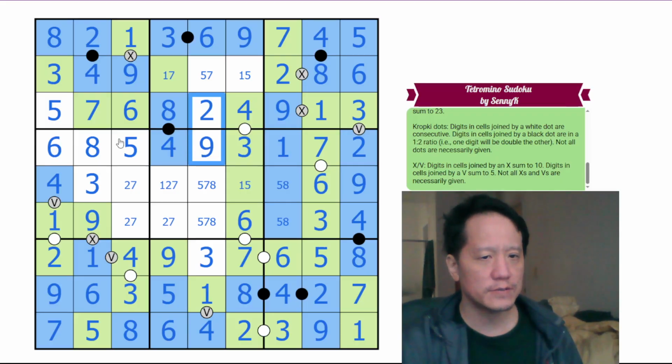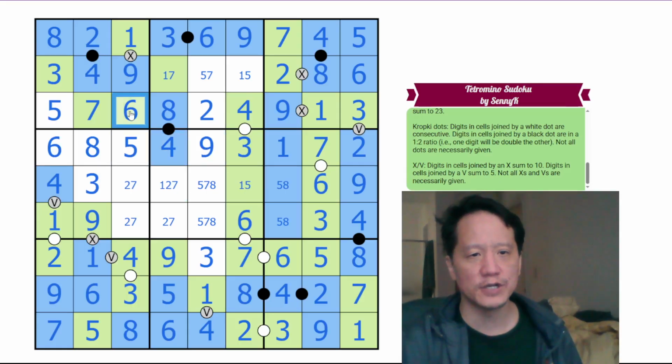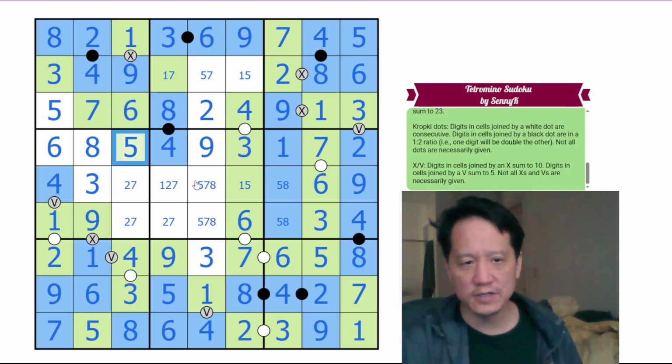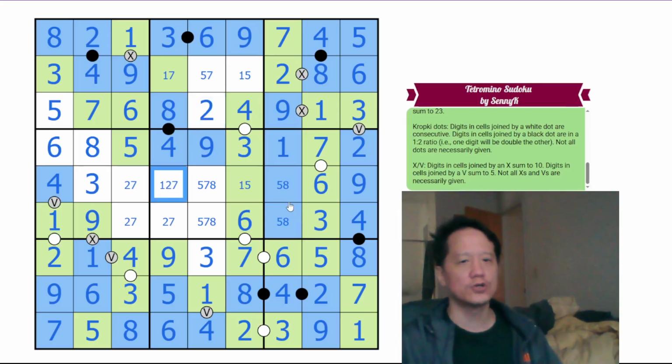Well, if it's 5 here, it can't connect to a 6 without being shaded. That's unshaded. So this cannot connect to there. It must connect to the 9. So this is unshaded. Sorry, this is, yes, unshaded. And this 9 has to be shaded, and we can connect to a 2. So we connect to a 2 here or a 2 here. We're not sure.